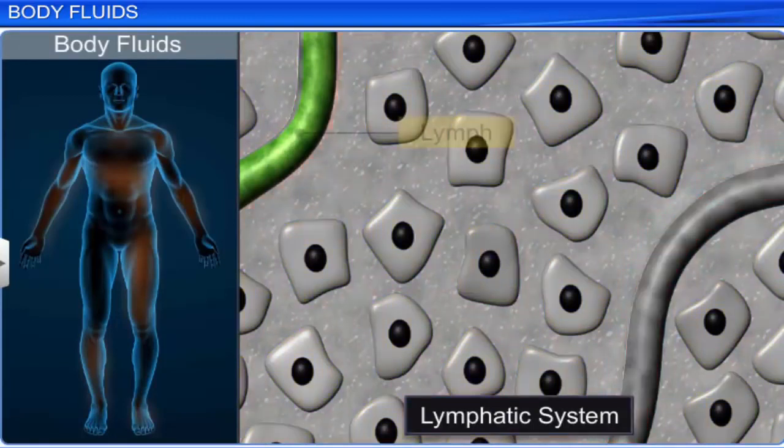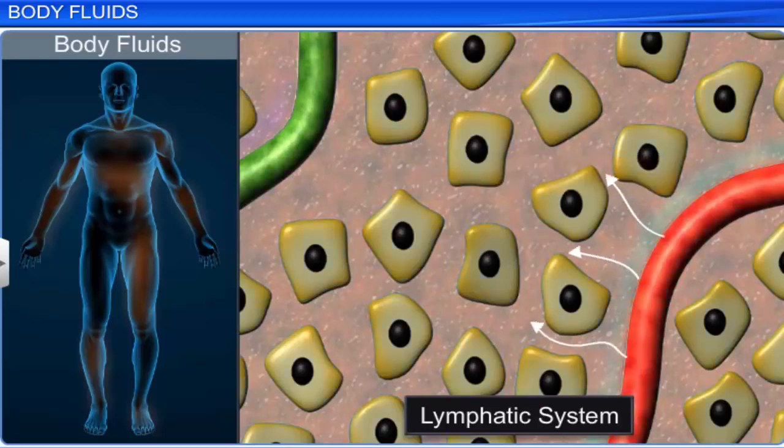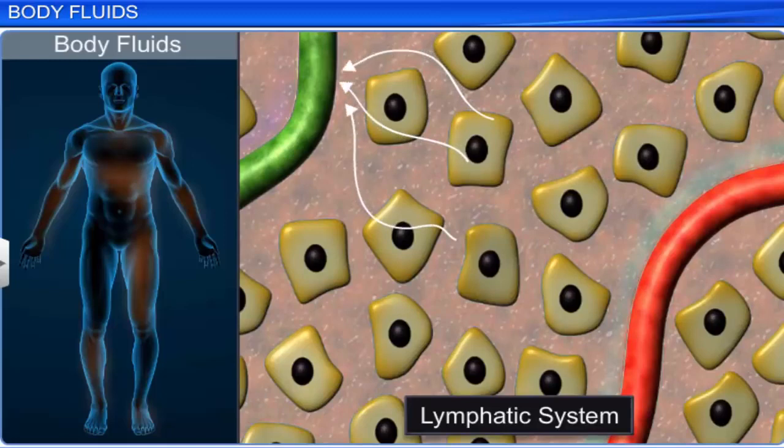In this manner, lymph, blood, and interstitial fluid play an important role in the continuous supply of nutrients to cells and the removal of waste from cells.